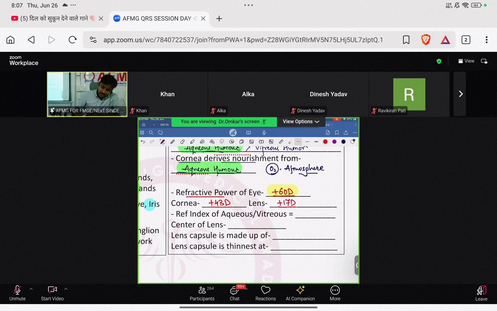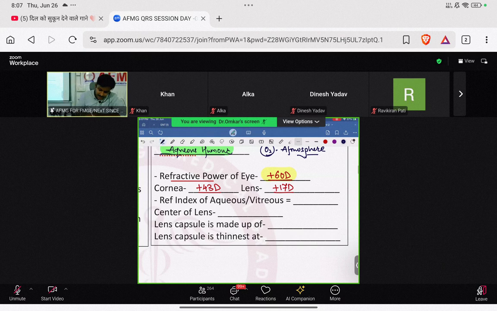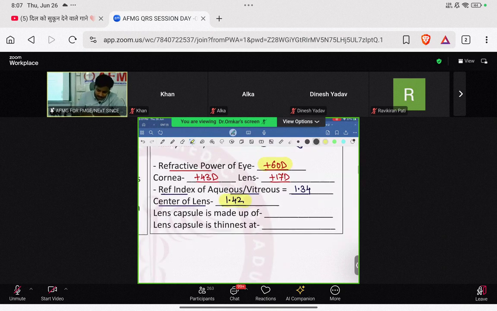Clear? Now if they ask how much is the refractive index, remember the refractive index of aqueous and vitreous humor is going to be 1.34. So remember, the minimum refractive index in the eye is present in aqueous and vitreous humor, that is 1.34. But the maximum refractive index is found in the center of the lens. This has been an important question. Maximum refractive index is found in the center of the lens and that is 1.42, बच्चे.